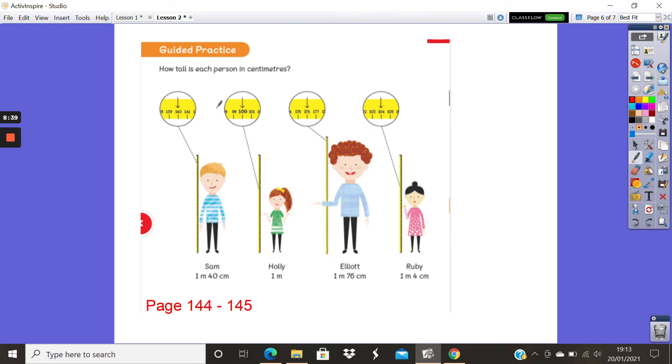Okay, for your guided practice, you need to see how tall is each person in centimetres. So they're all in metres, you need to convert that into centimetres. Okay, so 1 metre 40 centimetres would be 140 centimetres. 1 metre would be 100 centimetres. See if you can convert Elliot and Ruby's height into centimetres.